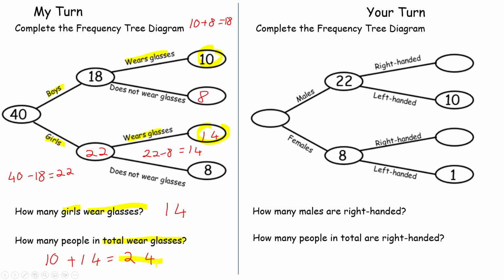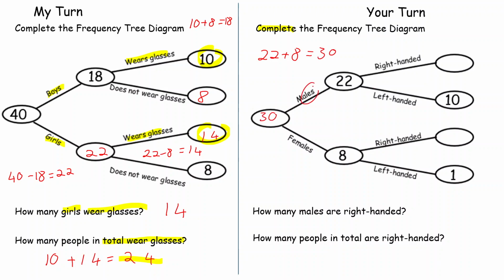Okay, so now you have to try your turn. Pause the video, fast forward to the end, and you can then check your answer at the end. Part 1 is saying complete the frequency tree diagram below, and we know that this one and this one must add up to make the one here, so we can do 22 add 8, which is going to give you a total of 30, which is this one over here.